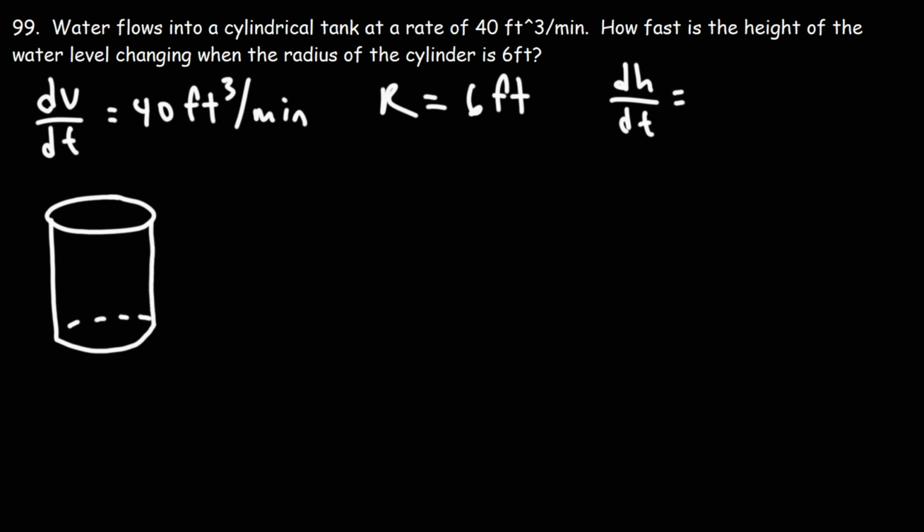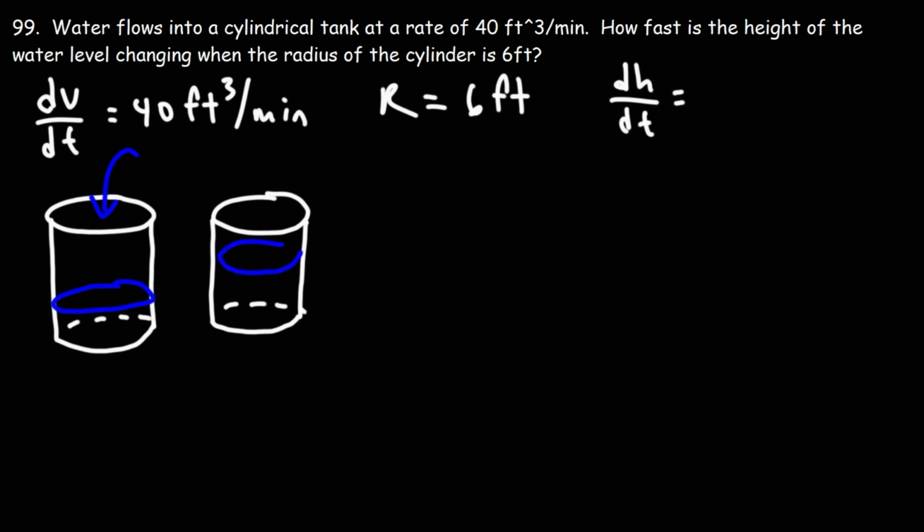So let's say this is the cylinder, and let's say there's water inside the cylinder, and we're adding water into it. As we add water to the cylinder, the height of the water level in this cylinder is going to increase. So here is h, and as we add water, h is going to go up. So dh/dt should be positive.